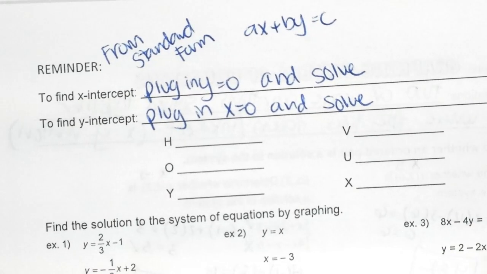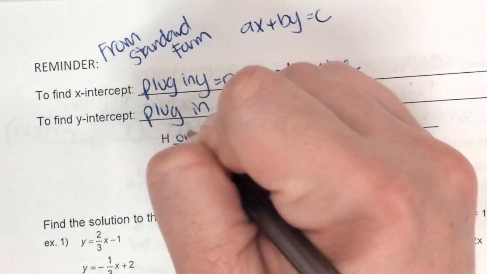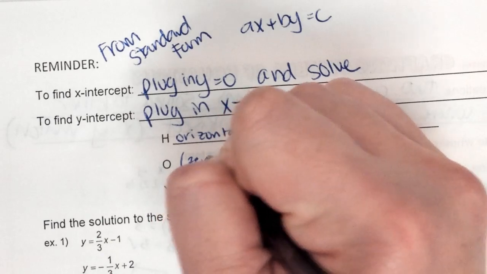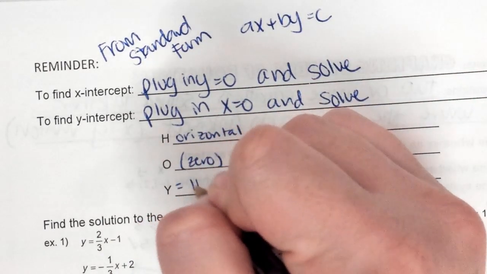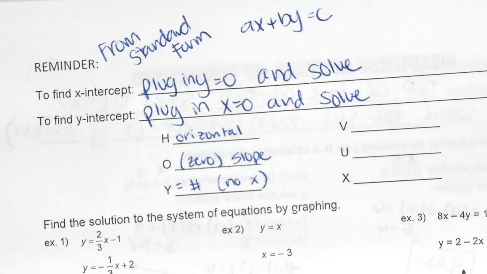Okay, what does HOI stand for? Who remembers? Somebody let him in. Zero slope. Y equals a number, no x. Thank you. Very easy.